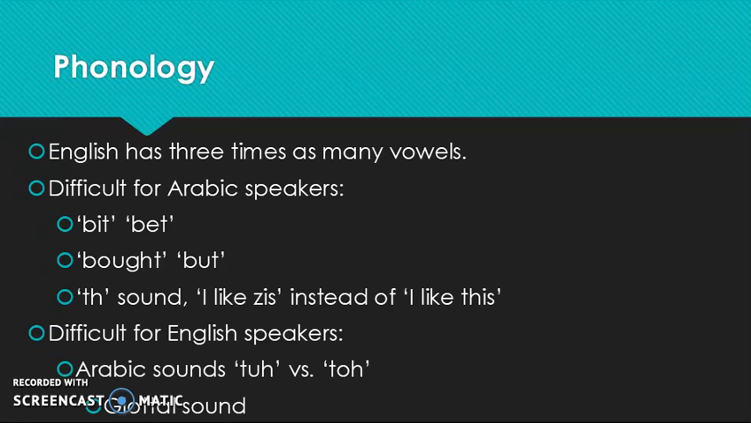Vice versa, they have sounds that are very difficult for us as well. Sounds that are uncommon, like a glottal sound, which is like in your throat. So, for the example that I have on the screen, ta versus toh. That sound, that toh sound, comes from your deep throat, and we do not usually use sounds like that in English.